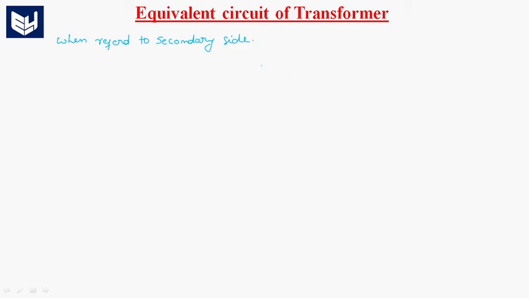Referring to secondary side in the sense, we will not touch the secondary side parameters, that is R2 and X2. These are having a load, that is ZL is the load impedance, and the voltage that appears across the load is V2. Now, when referred to secondary side, what we are doing is transferring the primary parameters, primary resistance and inductance, to secondary side.